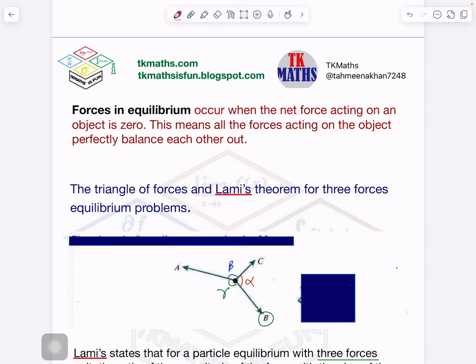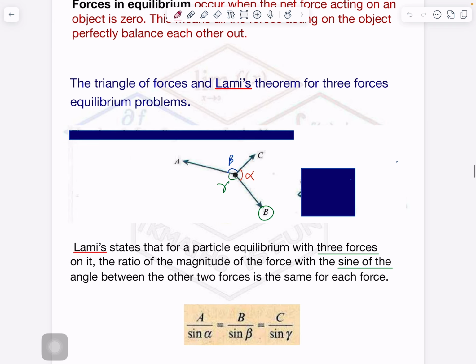So here we are talking about Lami's theorem, which is used only when there are 3 forces acting on the object. Lami's theorem says that the ratio of the magnitude of a force to the sine of the angle between the other 2 forces is the same. If you look at this diagram, let me take force A first. The angle opposite to it, between the 2 other forces, is alpha. So the ratio will be A over sine alpha.